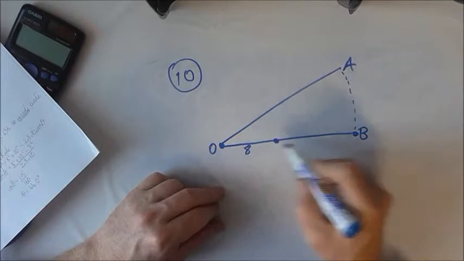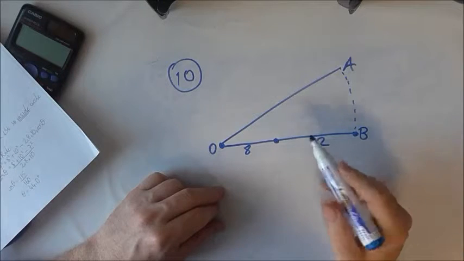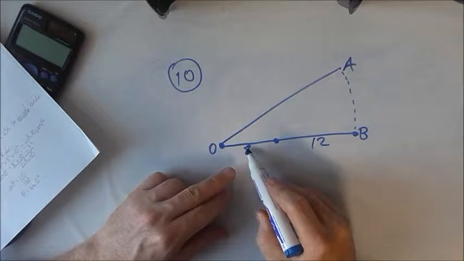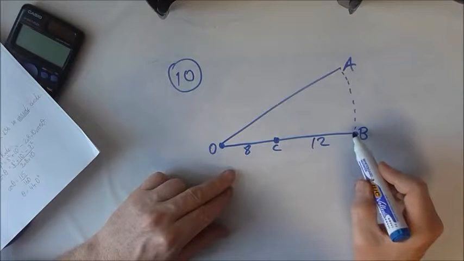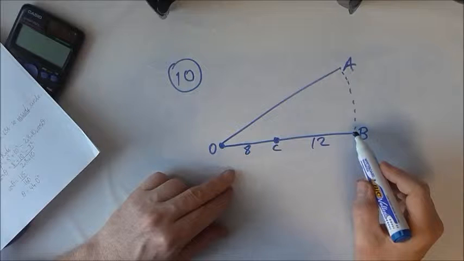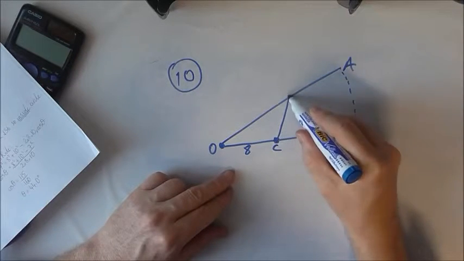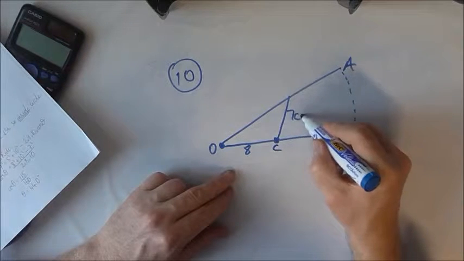Now I know how long the window is. It's got to be 20 because I'm given that there's 8 centimeters out to this prop point and then another 12 centimeters to the end of the material. And apparently they keep the window open using this rod, which is 7 centimeters long.